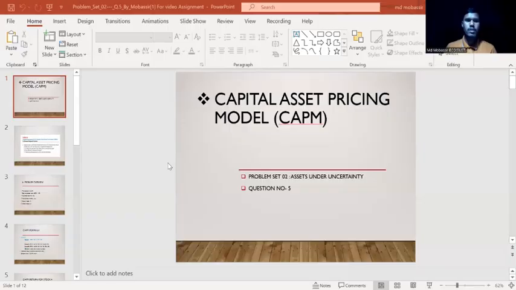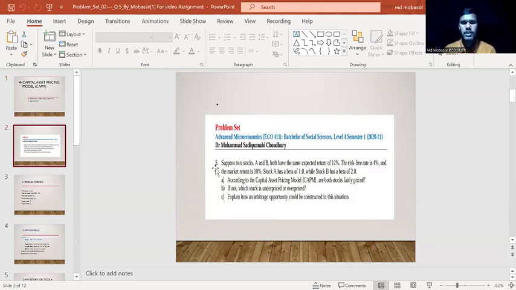In this video, I'm going to solve a problem set on the capital asset pricing model, which is also known as the CAPM model. This problem is taken from my professor, Dr. Mohammad Sadiqul Chaudhury's problem set 02, Assets under uncertainty, and this is question number 5. Now the problem is given on the screen.